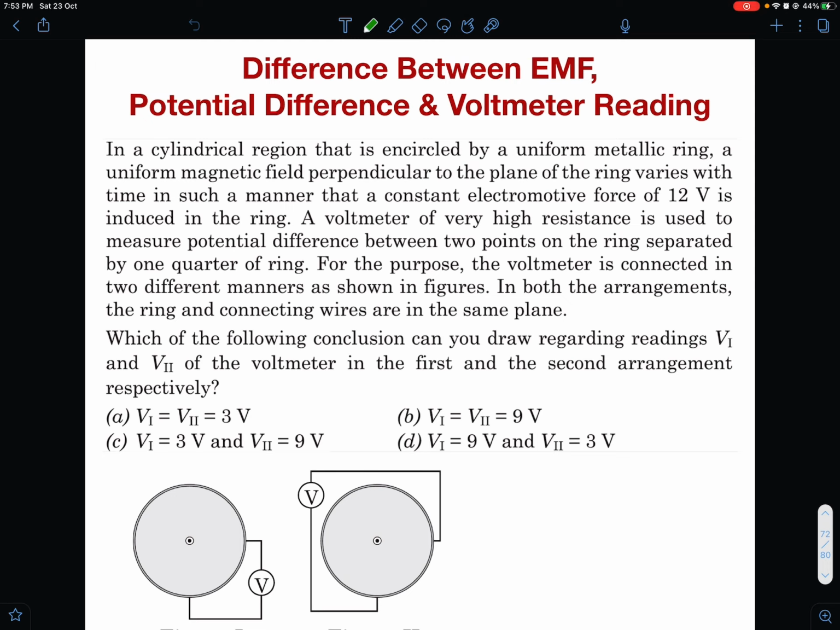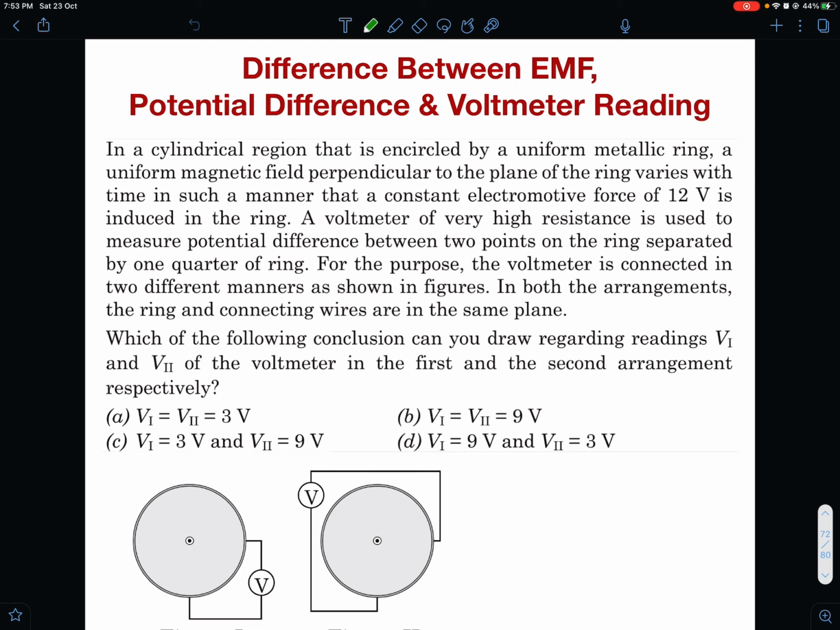We are going to do the entire theory of time varying magnetic fields, how to differentiate between the potential difference, the voltmeter reading, and the induced EMF. And towards the end we'll be solving a Pathfinder question which I have given on the first screen. So let's start right away.